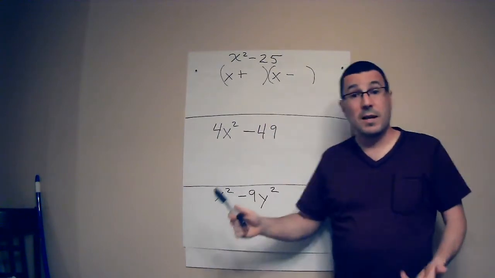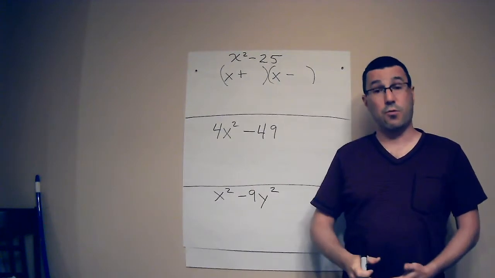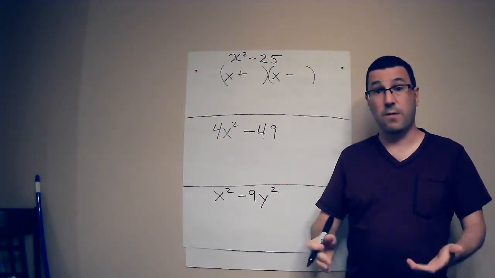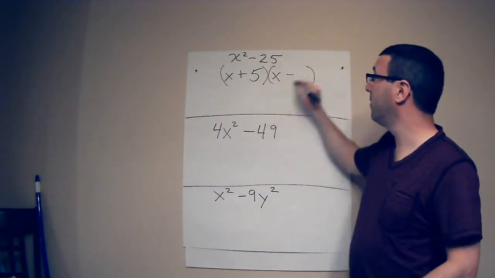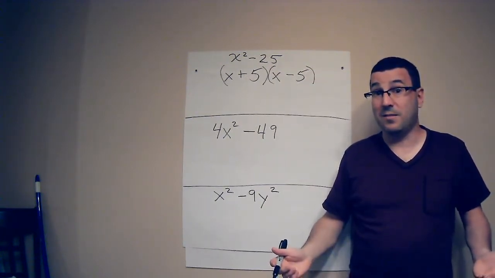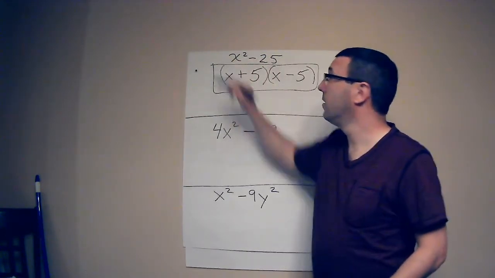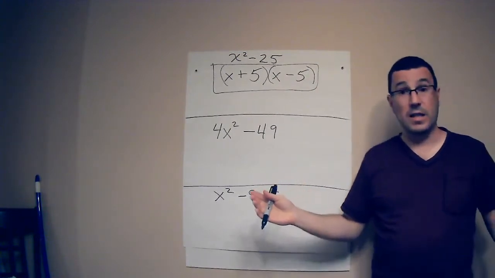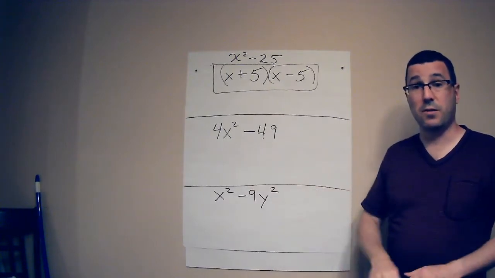So I'm going to move on to my next thing, 25. All I have to say is, what's the square root of 25? What number times itself gives you 25? 5. So I write 5 here, I write 5 there, and I'm done. That's it. I have factored x squared minus 25 completely. Really not that bad.